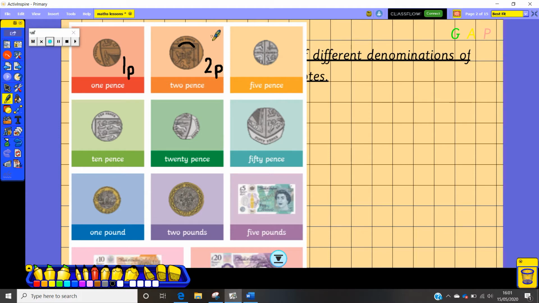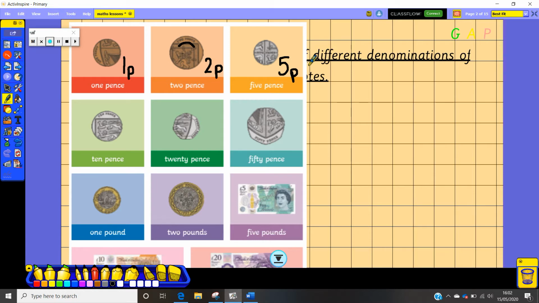And that's because we don't have a 3p or a 4p coin in our country. We only have a 5 pence coin. So this one here is the first of our silver coins, and it's worth 5 pence.